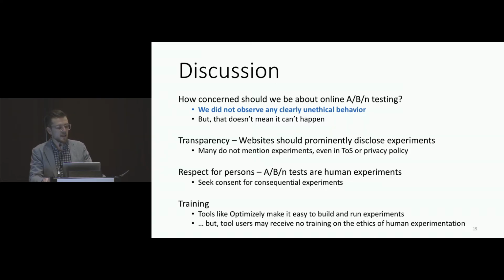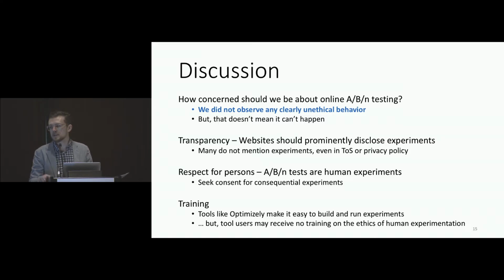These tools are out there, they're easy to use, and the only reason we were really able to do this study is because of the way Optimizely is built. But a lot of other tools are much more of a black box. We probably wouldn't be so concerned if sites were more transparent about the existence of these tests. Many of them don't even mention them in their terms of service.